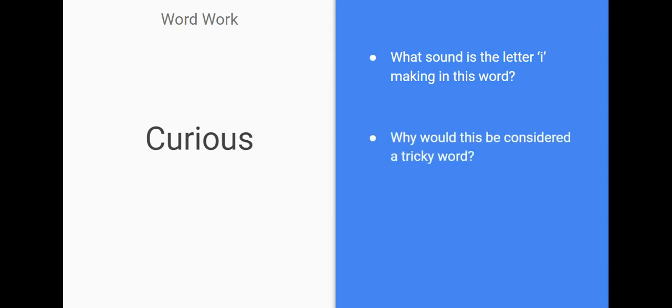Why would this word be considered a tricky word? I think it's considered a tricky word because that I is making the E sound. That really doesn't happen very often. OU is making a sound, and we haven't really learned that yet either. So this is a tricky word because it's not really following some of our phonics rules. What do you think this word curious means?